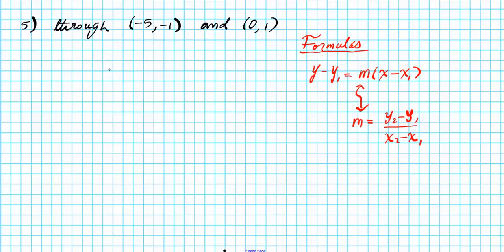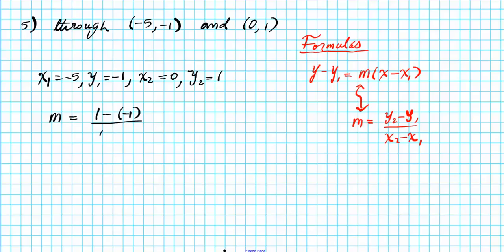Okay, so since the point slope form of the equation of a line is dependent on the slope, we're going to start off by finding the slope. So x1 is -5, y1 is -1, x2 is 0, and y2 is 1. Okay, so our slope m is y2 minus y1 divided by x2 minus x1. All right, so minus times minus is a plus, so we have 1 plus 1 over 5. So our slope in this problem is 2 over 5.